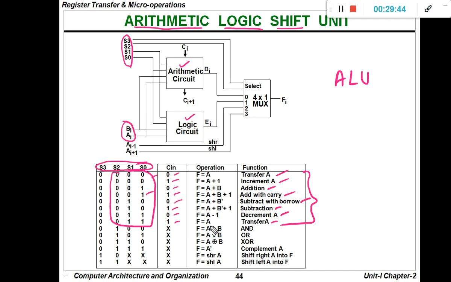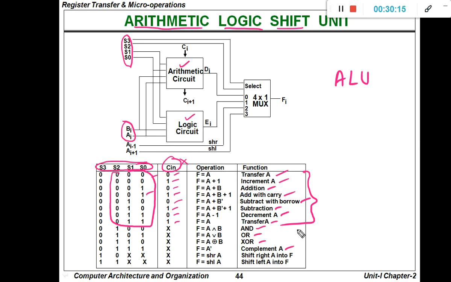Now, in addition to the arithmetic operations, we are going to perform the logic operations also. For logic operations we don't require the Cin value. For 0, 1, 0, 0 the operation to be performed is AND operation. For 0101, OR operation; for 0110, XOR operation; for 0111, complement A.